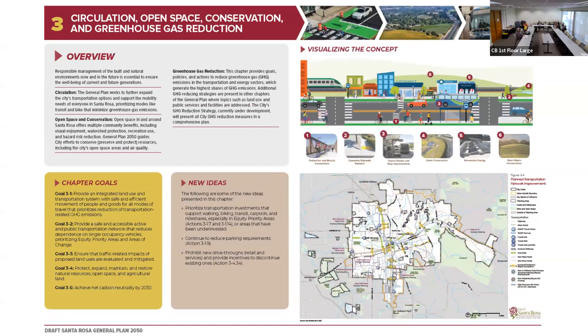For our element or chapter three, which is circulation and open space conservation and greenhouse gas reduction, we're going to have a lot of things focused on, number one, circulation, how the people move around the city. Number two, open space and conservation, basically green spaces that help us with a lot of different things, but also greenhouse gas reduction and our specific greenhouse gas reduction strategy, which is going to be part of this element. We have some goals, policies, and actions.